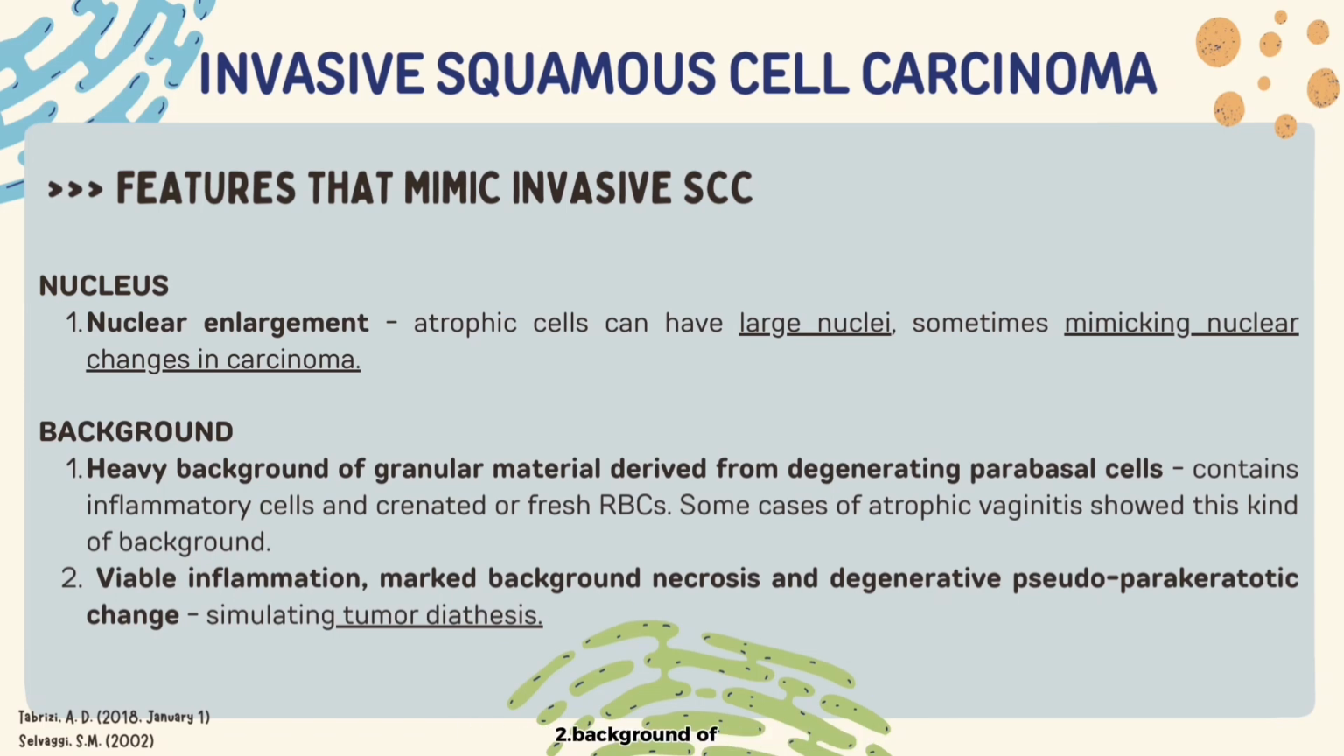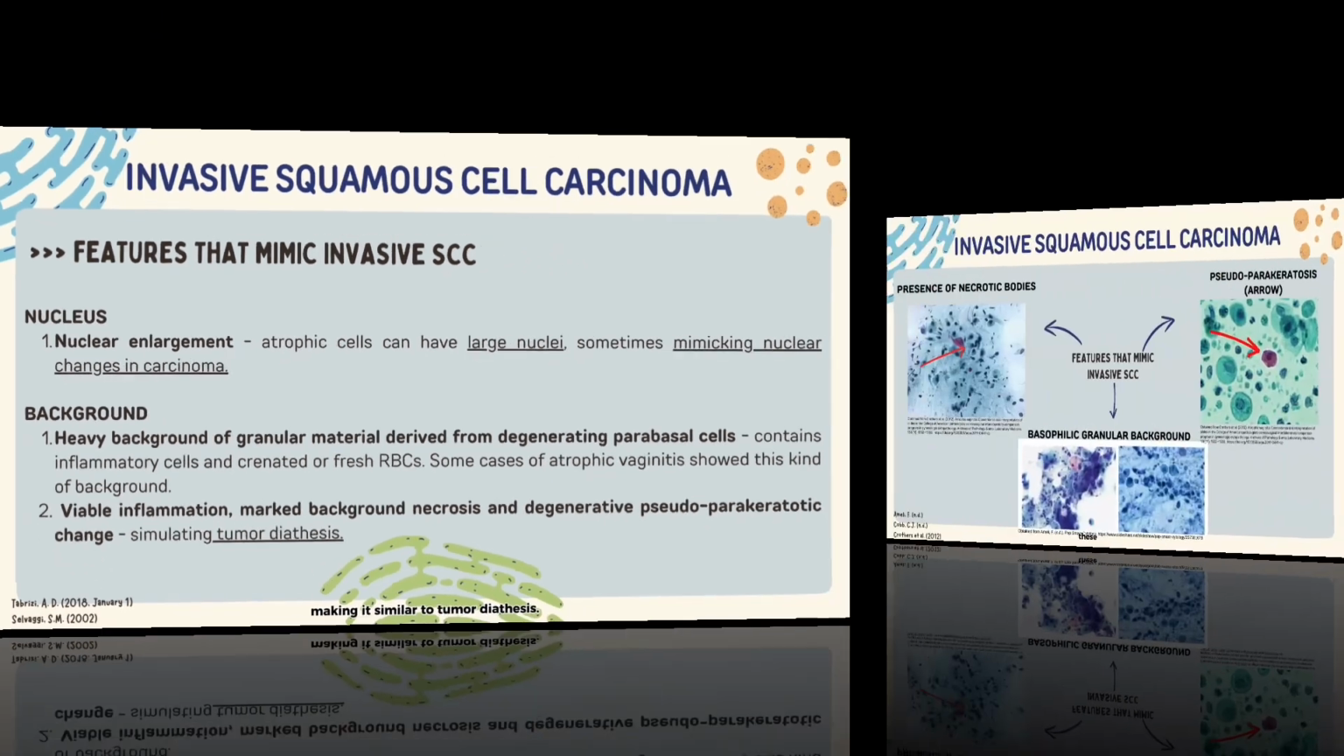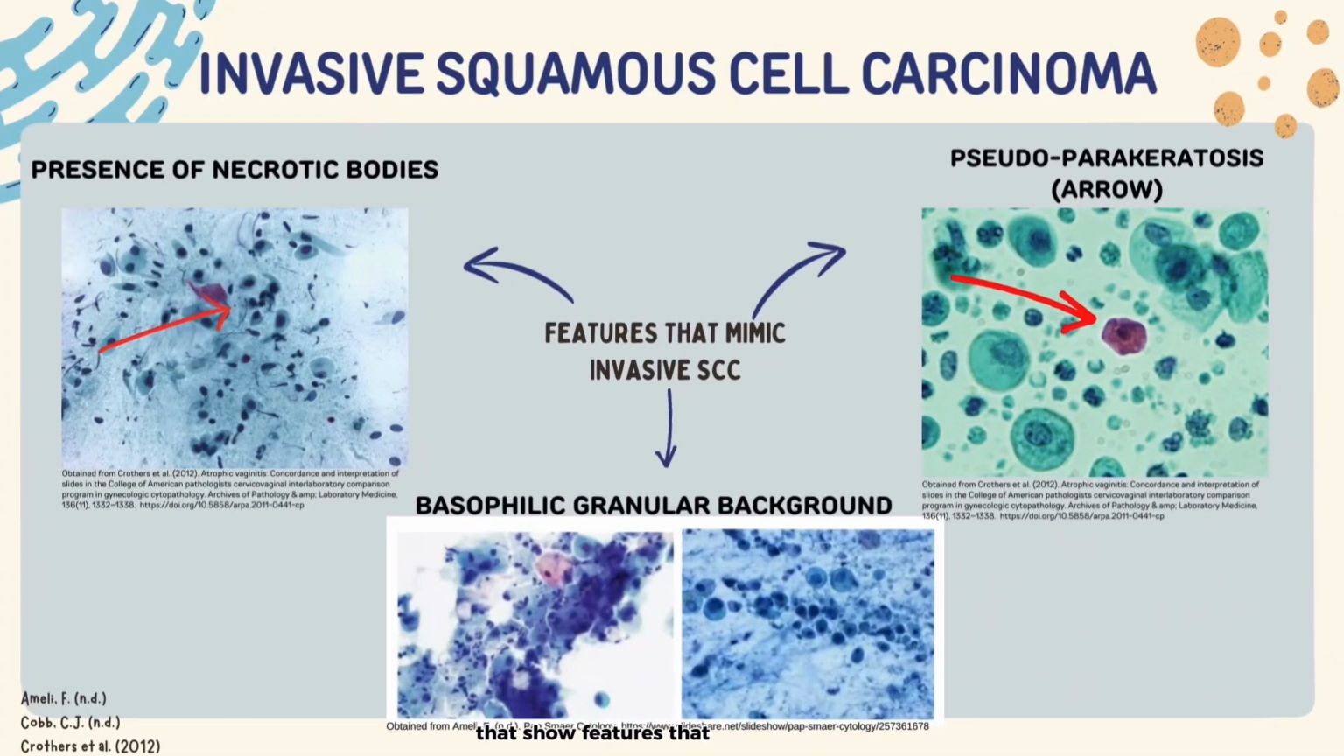2. Background of smear. Sometimes atrophic smear can have a granular background, basically from degenerating parabasal cells. 3. Due to inflammation, the background can also have inflammatory debris. Marked necrotic bodies as well as pseudoparakeratosis can also appear in the background, making it similar to tumor diathesis. These are the pictures that show features that can mimic SCC. There is a presence of necrotic bodies, pseudokeratosis shown in arrow, and basophilic granular background.